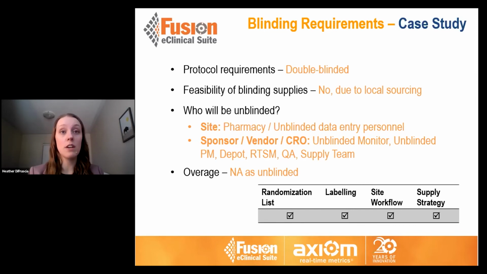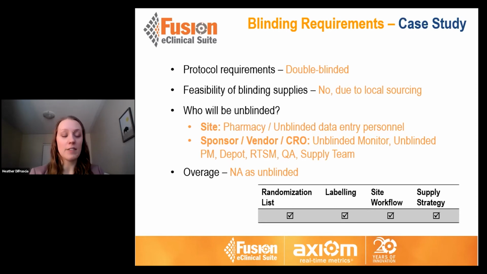So that goes down to your site workflow. If inventory is damaged or experiences a temperature excursion, how are you managing that? Are you going to manage it in a blinded way? Are you going to manage it in an unblinded way? And that's generally dictated based on whether your supplies are in fact blinded or unblinded. The supply team, of course, can be blinded, but the difficulty there is that then they're not able to have that in-depth oversight if you're managing at an unblinded level.